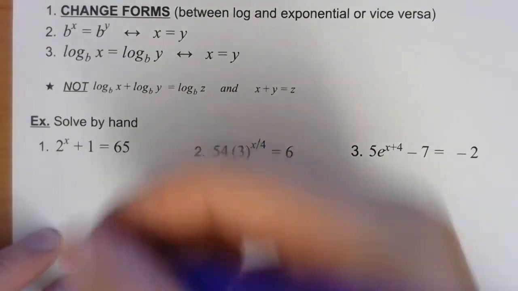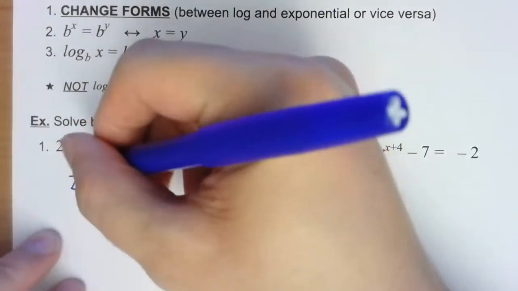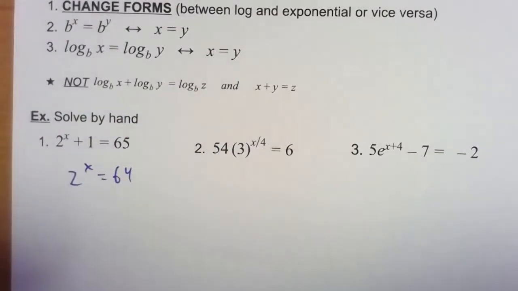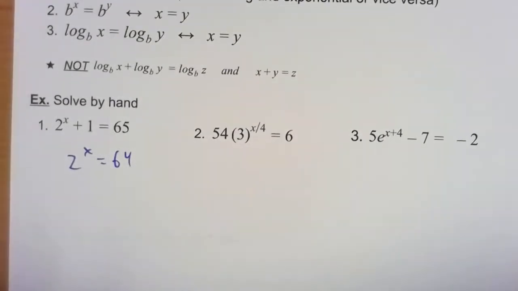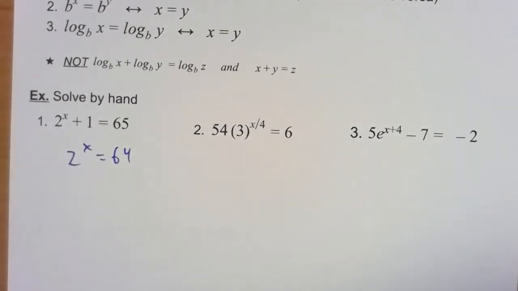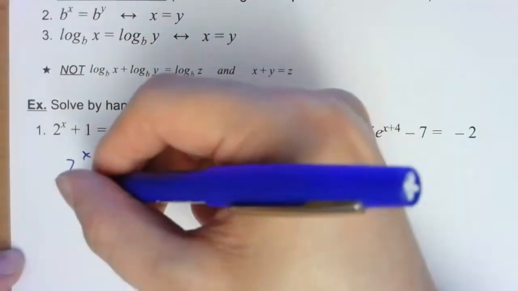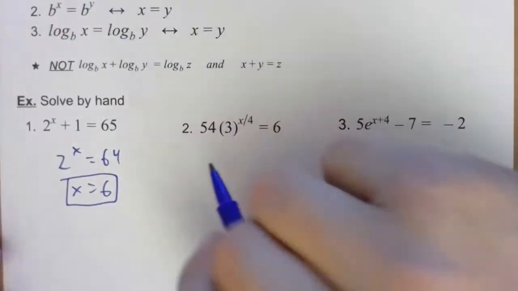Of course, we can just subtract the 1 over, get 2 to the x equals 64. If we're solving this by hand, we just have to figure out what power of 2 that is. So again, just count on your hands. Count up how many fingers. Just go 2, 4, 8, 16, 32, and then 64. You should have 6 fingers counted by that point. So that's 2 to the 6. So x equals 6. Okay.